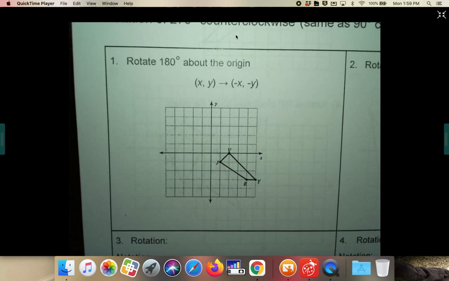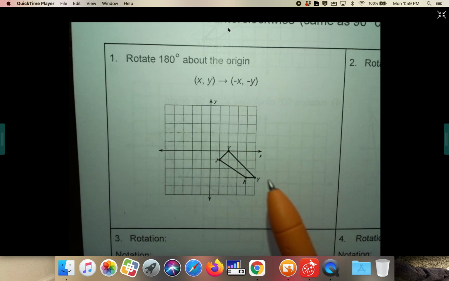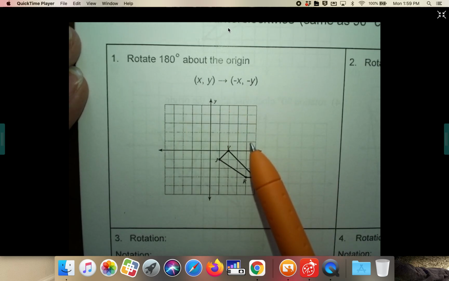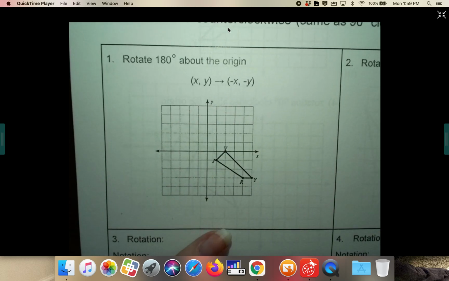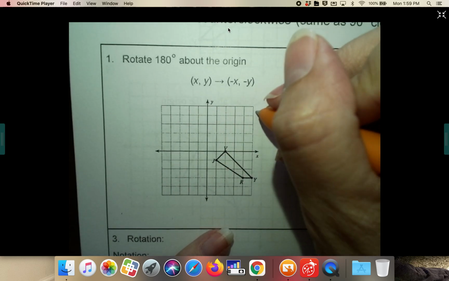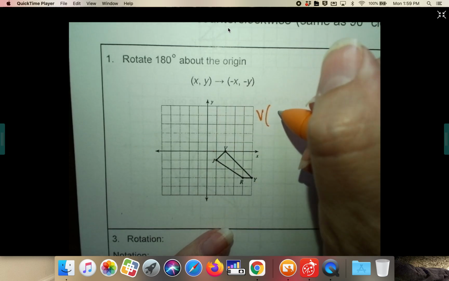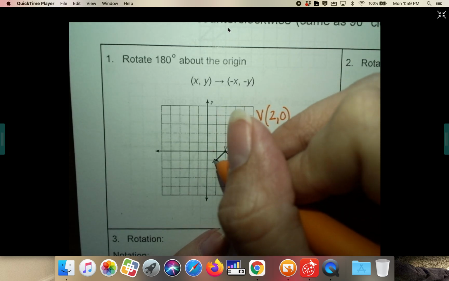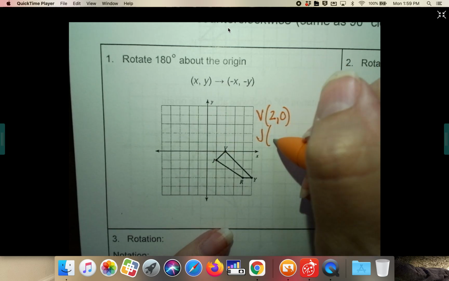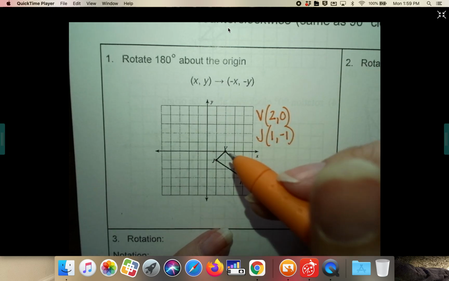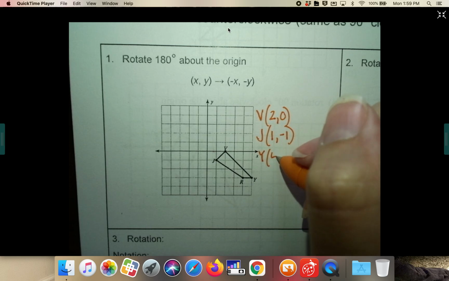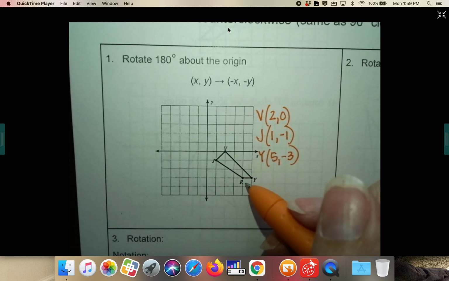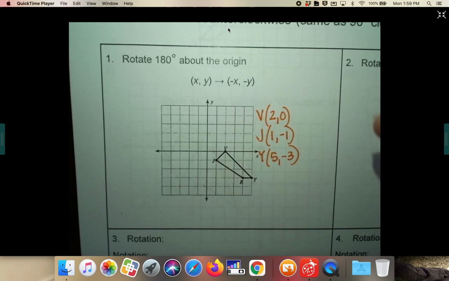All right, let's start on number 1 where it says rotate 180. And again, it doesn't matter if it's clockwise or counterclockwise because a 180 is a 180 no matter which way you go. I'm going to start by writing out the coordinates. So V is at 2, 0. J is at 1, -1. Y is at 5, -3. And then we've got R, which is at 4, -3.